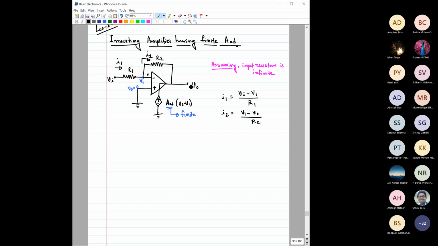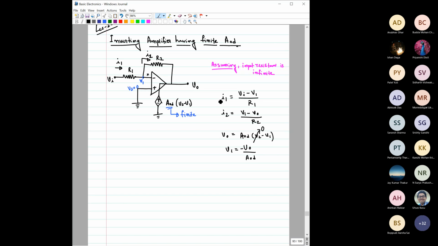Then what is this V0? We can see from here itself that V0 is nothing but AOD into V2 minus V1, where AOD is the open loop differential gain of this op amp. Here V2 is equal to 0, that we can clearly see. So what we can say from here is that V1 we can write as V0 minus V0 by AOD, isn't it? Okay.